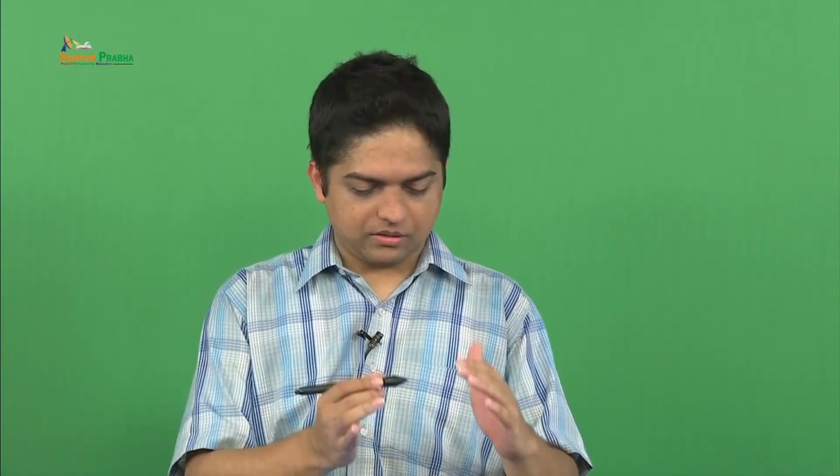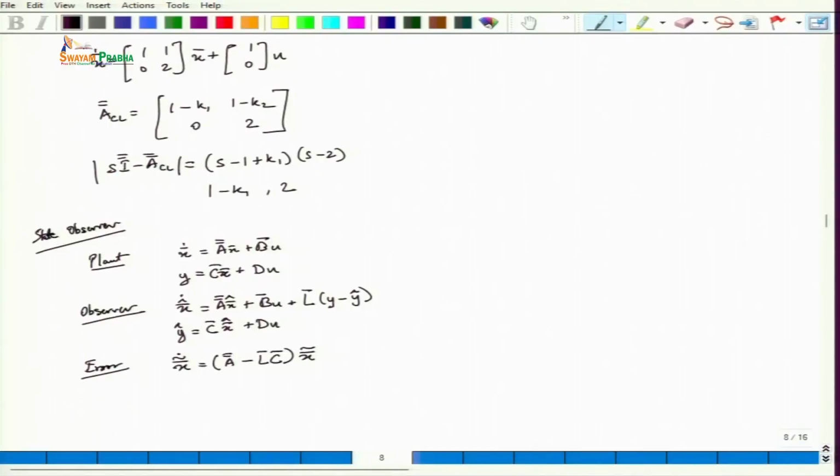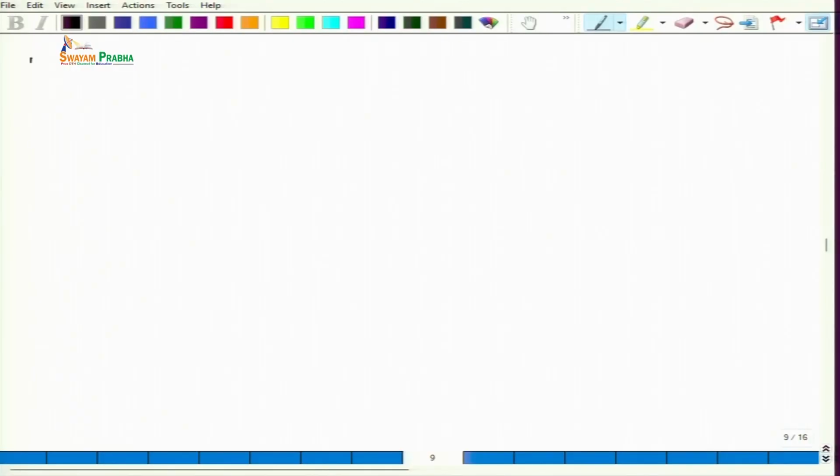And the way to find L is similar to finding K in the state feedback. So now we have seen the plant, observer and error dynamics, and we are going to understand how to design this vector L such that we can place poles of the error dynamics at arbitrary locations. The procedure is very similar to how we did for the state feedback, and let us look at an example.